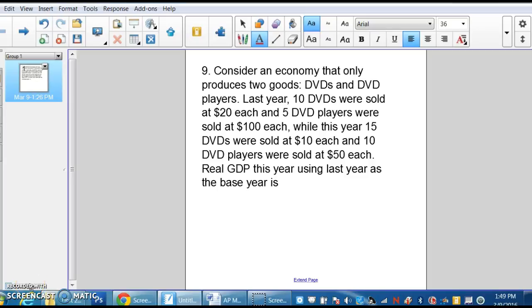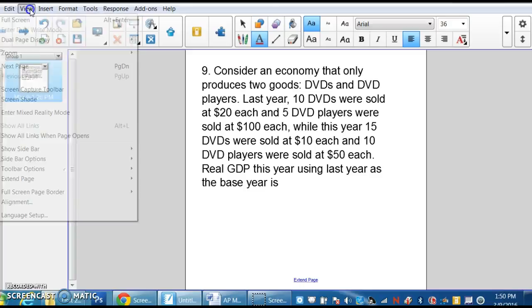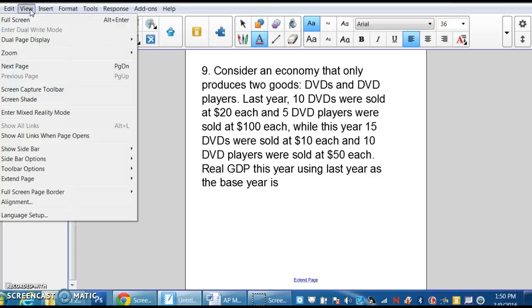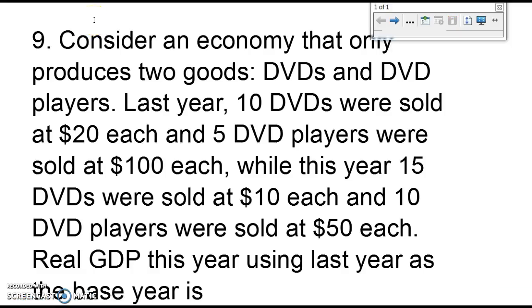Okay, let's consider calculating real GDP when you're only given a little bit of information. This question, number 9, and one very similar to it, I believe question number 12, were among the most missed questions on this test. The question said, consider an economy that only produces 2 goods, DVDs and DVD players.